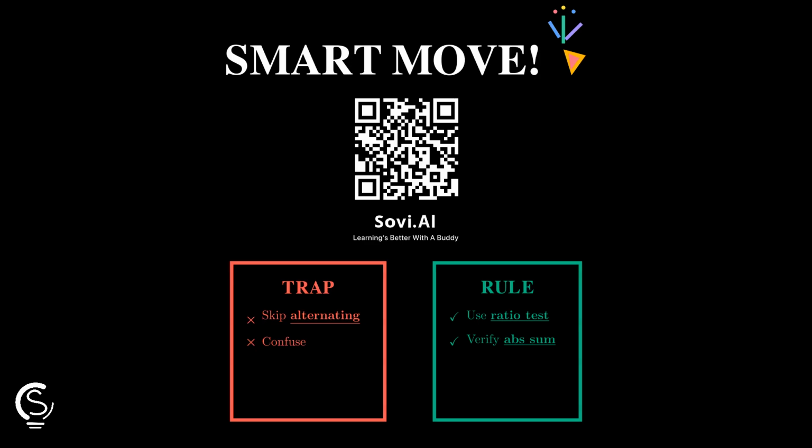Avoid confusing alternating signs by using the ratio test to verify the absolute sum instead.